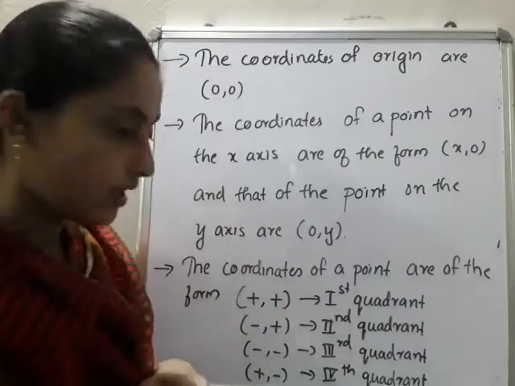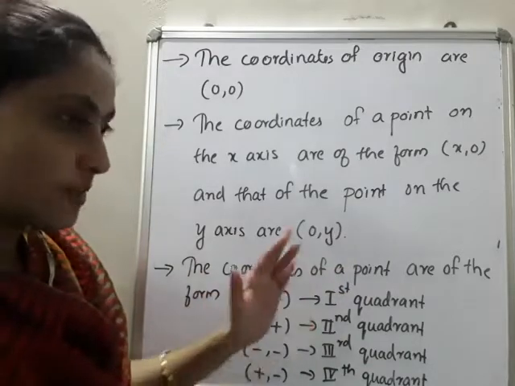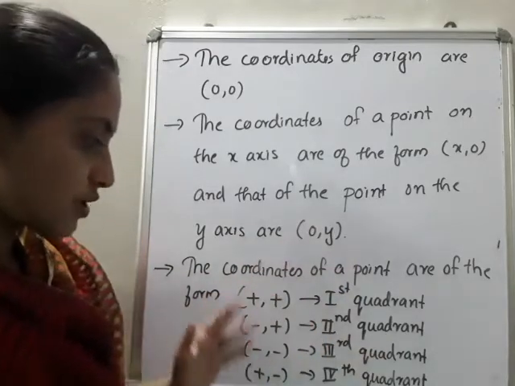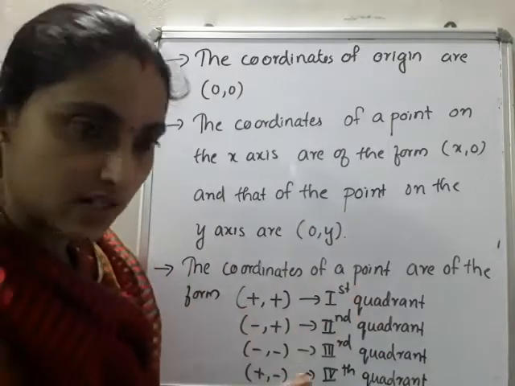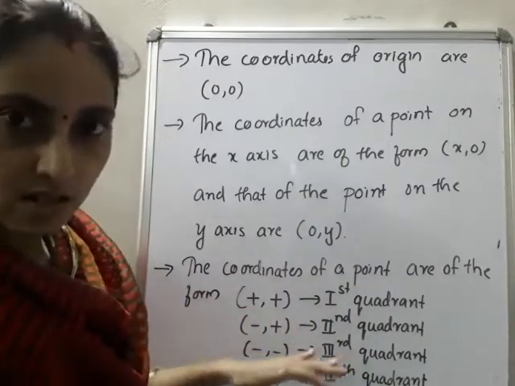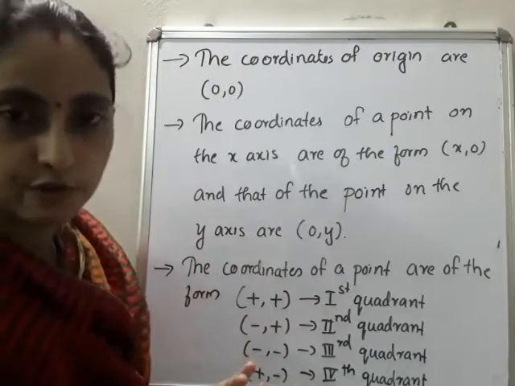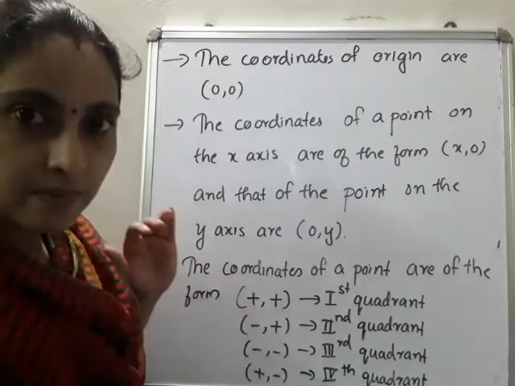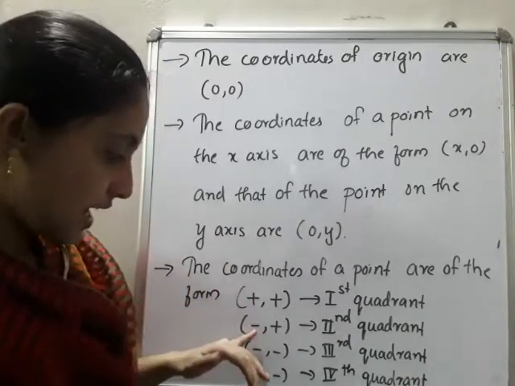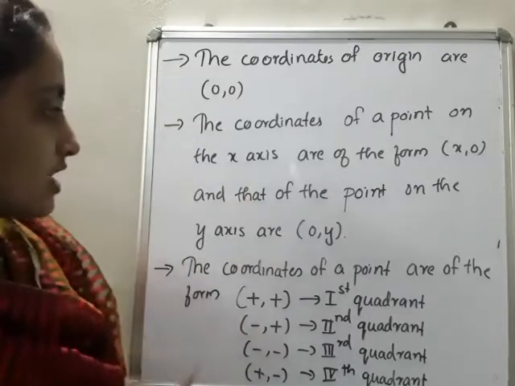Okay. Then, for the coordinate of a point: both positive means first quadrant. X negative, y positive is the second quadrant. Both negative means the third quadrant. And x positive and y negative means the fourth quadrant. If you don't know, please write it. Positive represents a positive real number and negative represents a negative real number. So this much you have to write.